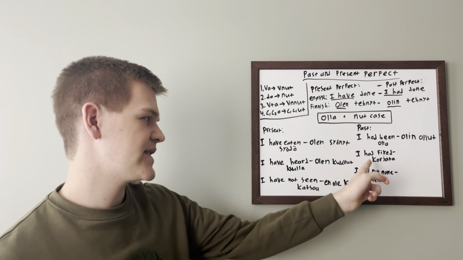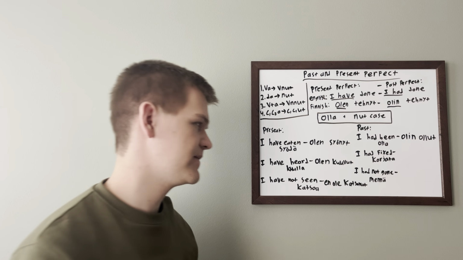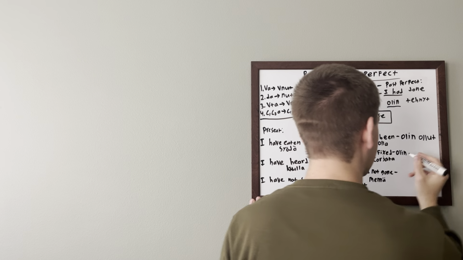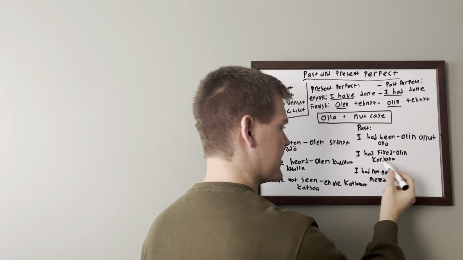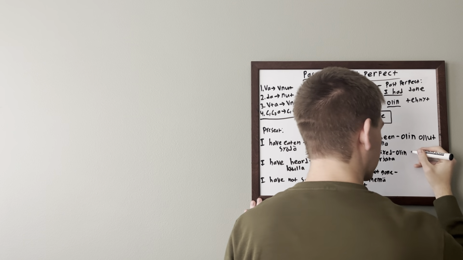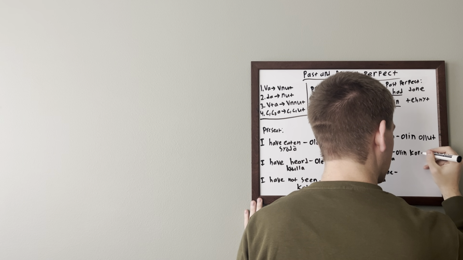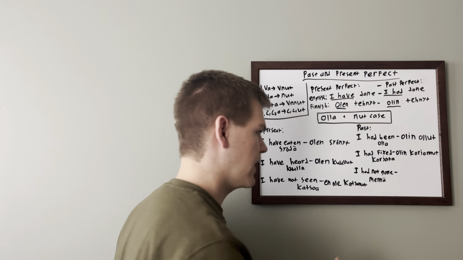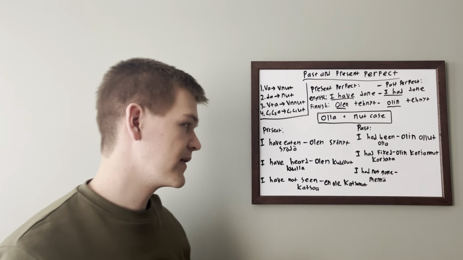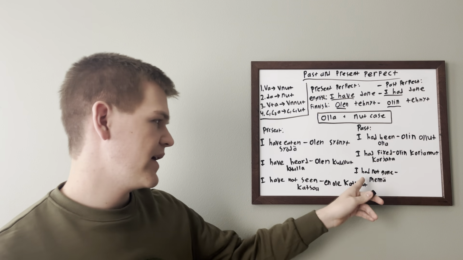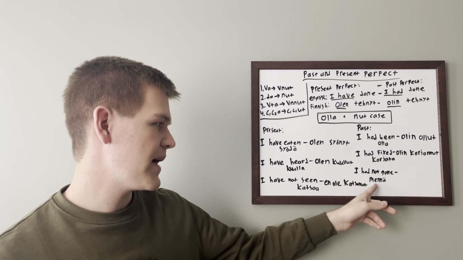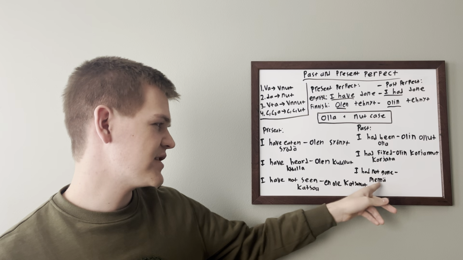If we flip over to this side, I had fixed. We're going to have olin, because I had, and then put that in the nut case. Korjata goes to korjanut. I had fixed. Olin korjanut. And I had not gone. To go is mennä. So this one's going to be kind of interesting.